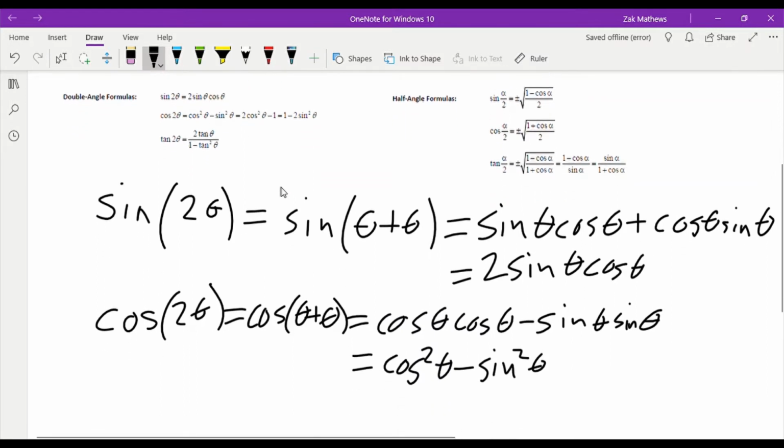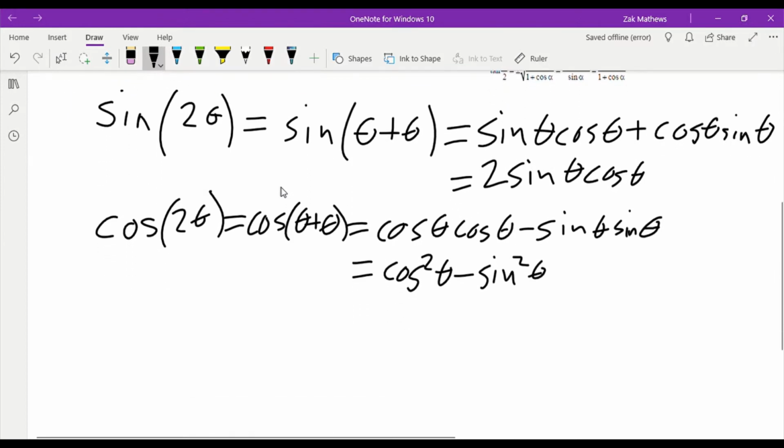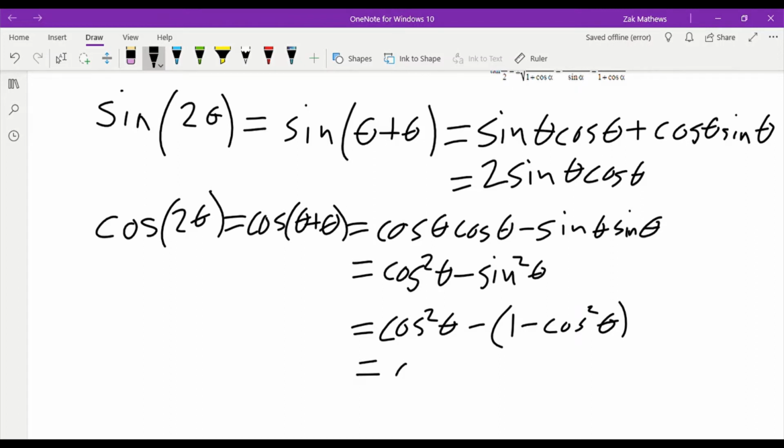The second we see a squared, probably in the back of our minds the Pythagorean identity is jumping out at us. If I wanted to have this thing purely in terms of cosine, I could come back in here and replace that sine squared with 1 minus cosine squared. I have to remember to distribute that negative. I get a minus 1 plus cosine squared theta. Now there are two of those cosine squares, so we'll have 2 cosine squared theta minus 1.